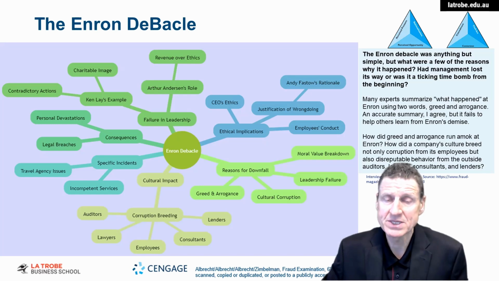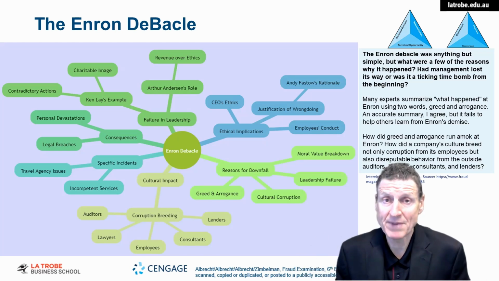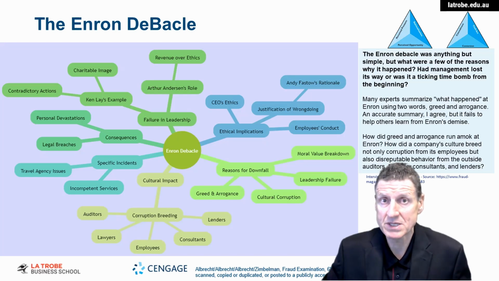And ethical implications: the CEO's ethics, justification of wrongdoing, the employees' conduct that followed that, and other senior management's rationale for doing what they were doing. Obviously, it was totally out of control with the senior management at the top, and it just failed to put the right tone and the right ethical culture in place for the whole organization. And that led to the big whistleblowing complaint by Sharon Watkins, and that brought down, in the end, Enron and its associated companies, specifically Arthur Andersen and other organizations associated with Enron.